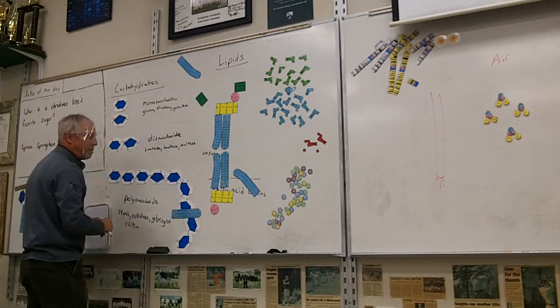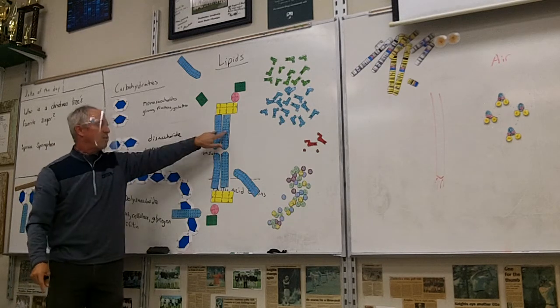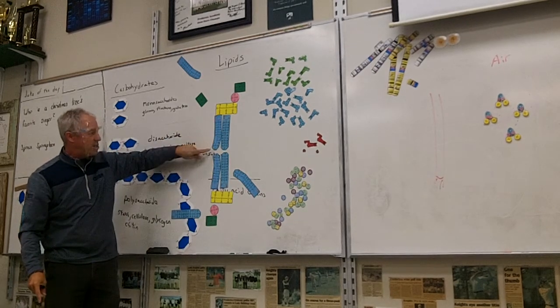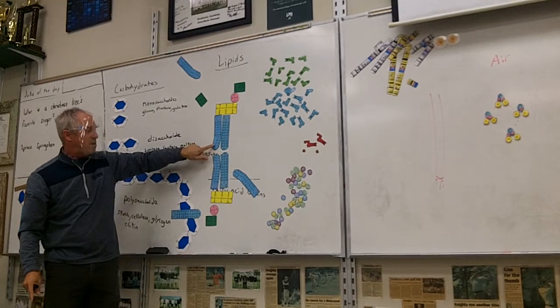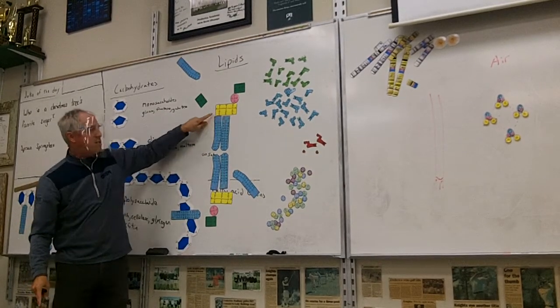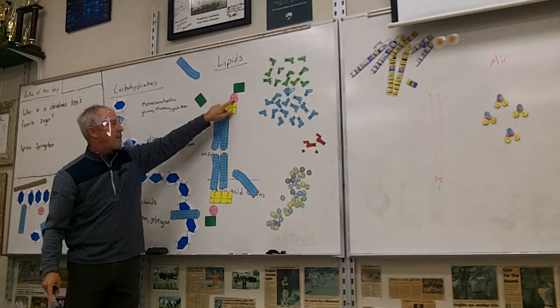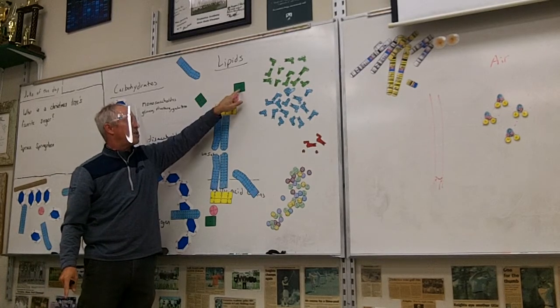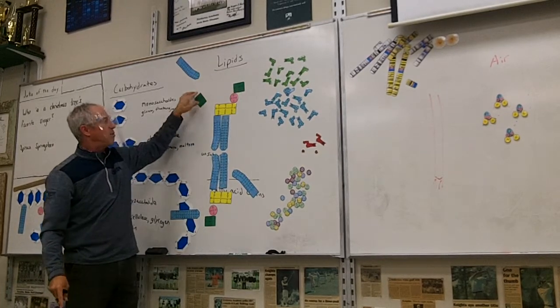Parts of a phospholipid? We've got two fatty acid chains. One's saturated, one's unsaturated. We've got the glycerol, a phosphate, and this nitrogen group. It's usually called a choline group.